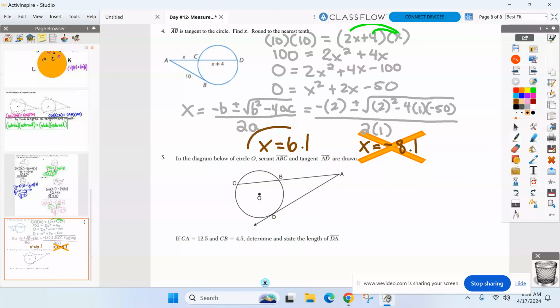And we can keep 6.1. Good work, everyone. And you are on number 5 all by yourself. And remember, whole times external.